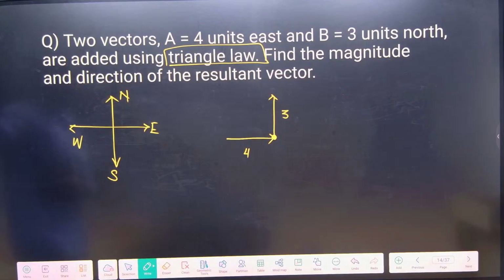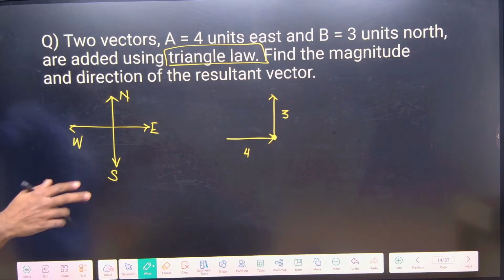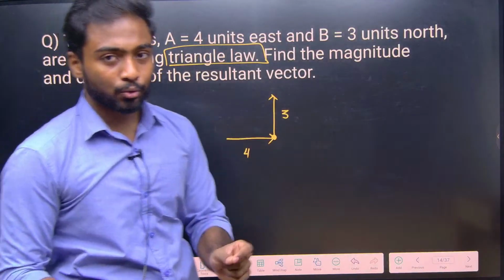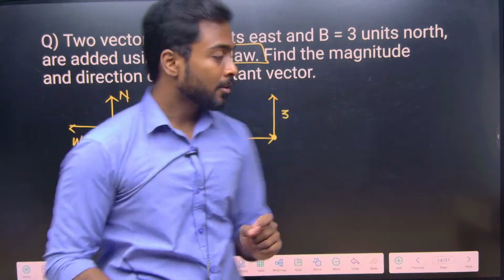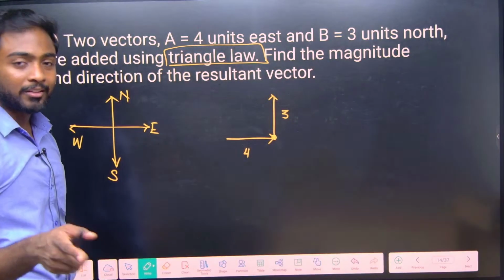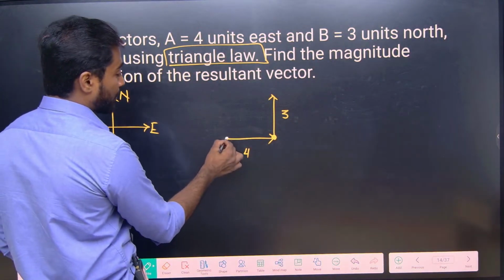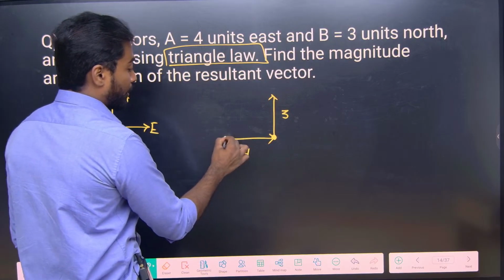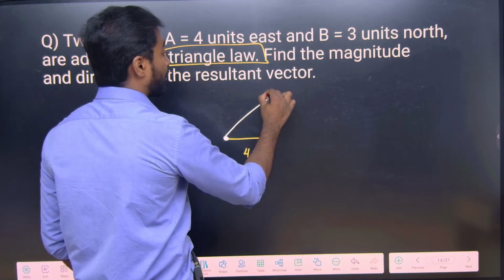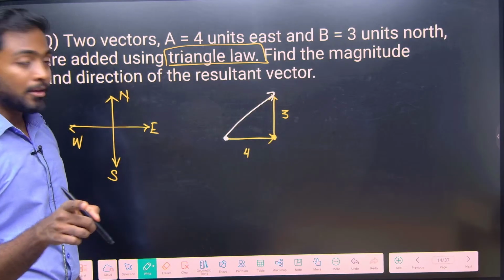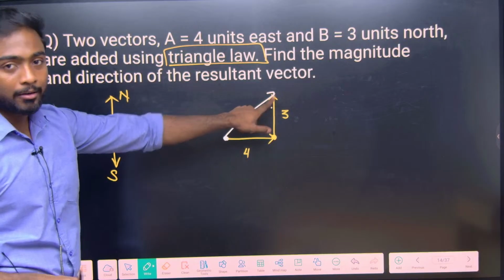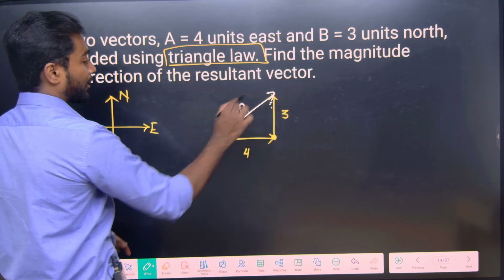Find the magnitude and the direction of the resultant vector. Find the magnitude ante a number adugutunnadu, plus the direction they are asking. So how to draw the resultant vector? I need to start from the tail of the first vector and end at the head of the second vector. This is my resultant vector.